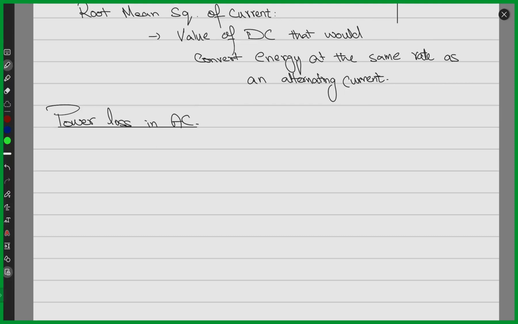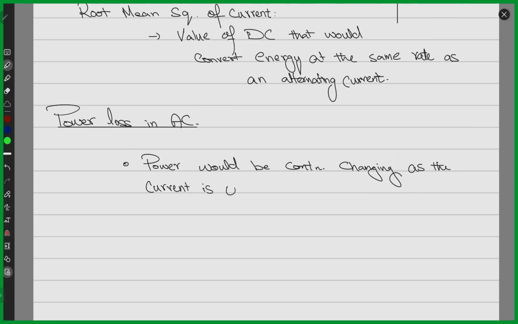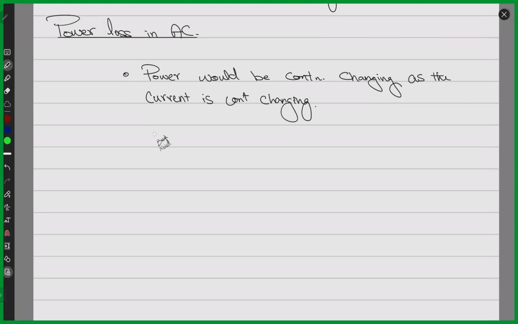Because current is changing, right? Current keeps changing. It oscillates between two values, and it takes all the values in between as time progresses. So you would naturally expect the power dissipated in the alternating current circuit to be continuously changing as well, right? Because let me write it down, power would be continuously changing as the current changes. Okay, so we know that P is equal to I times V, right?